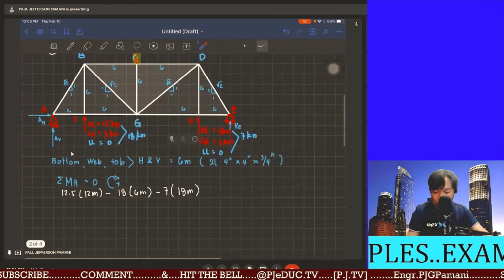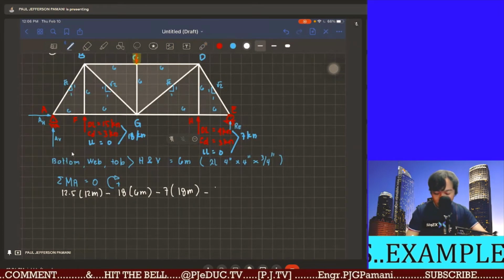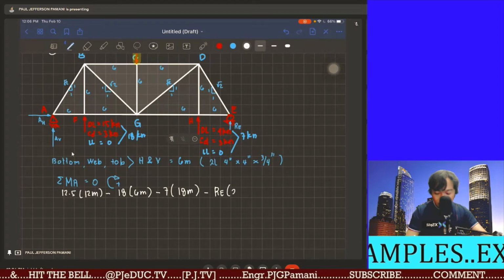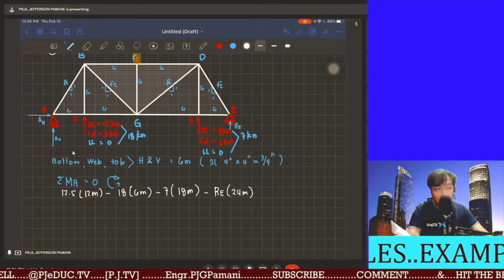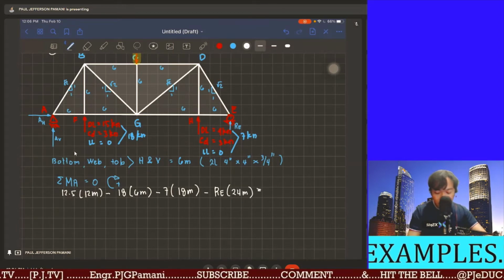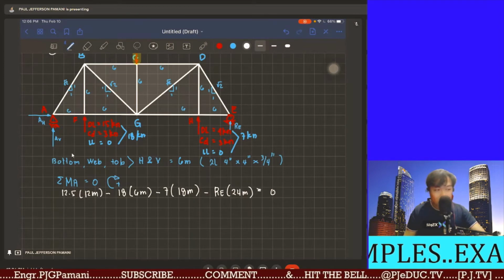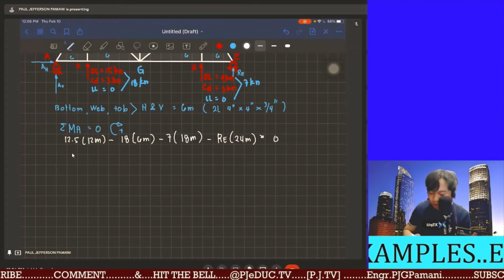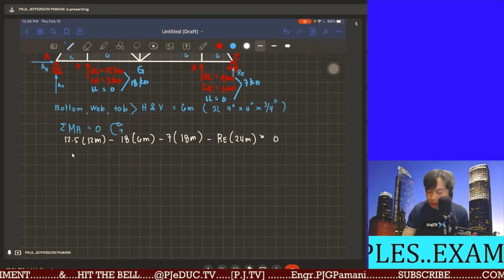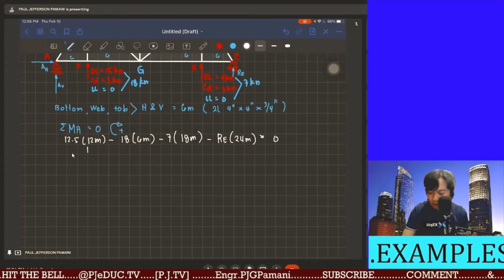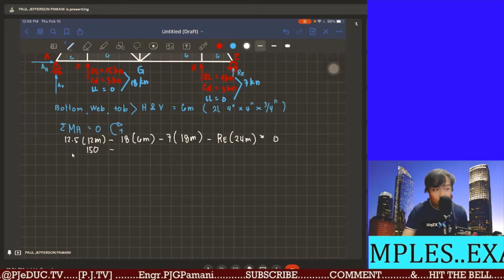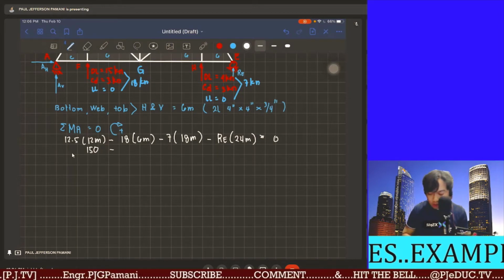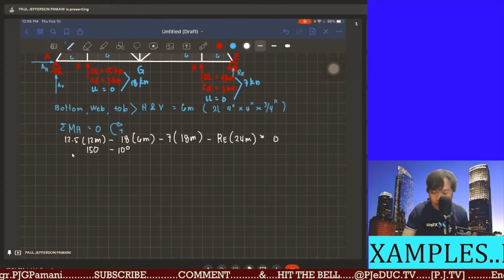Negative po. So, minus RE of 24 meters. To set it in equilibrium, kailangan nating equate yan to 0. Simplify. Get your own calculator. 12.5 times 12. That is 150 kilonewton meter. 18 times 6, 108.